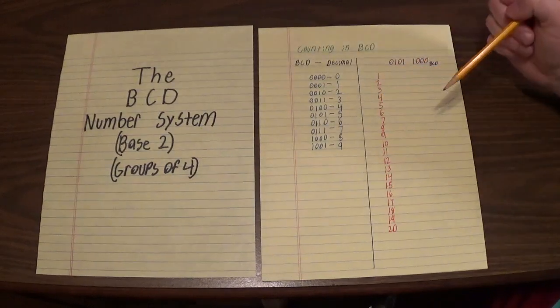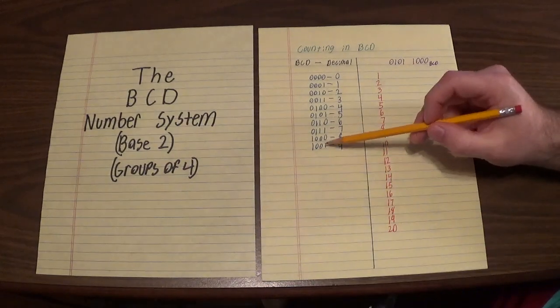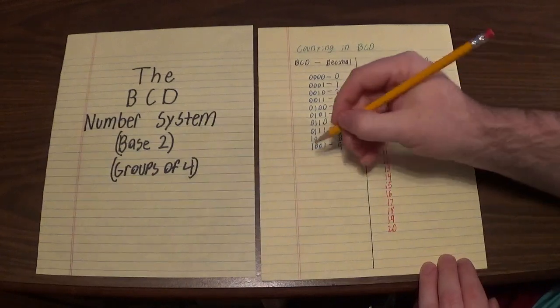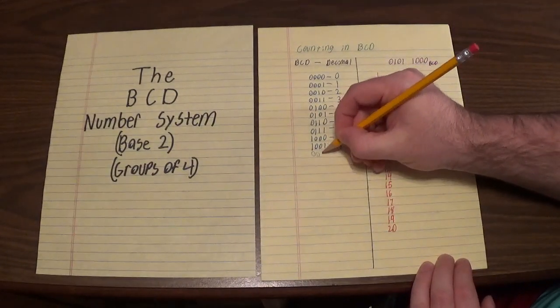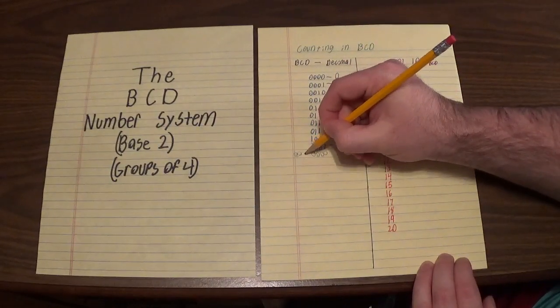Alright, so because it's based on decimal, this is as far as we can go. 1001 is the highest we can count with BCD. Now obviously with a group of 4 numbers we can go much higher than that as far as a binary value is concerned, but being that it's a coded system with decimal, 1001 is as far as it can go. So to count to 10, this group of 4 goes to all zeros, and then I need another group of 4 to represent the 1.